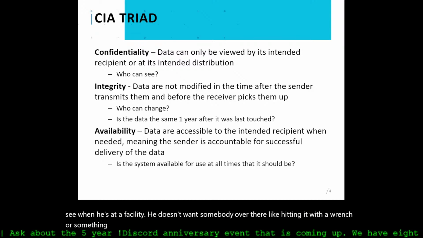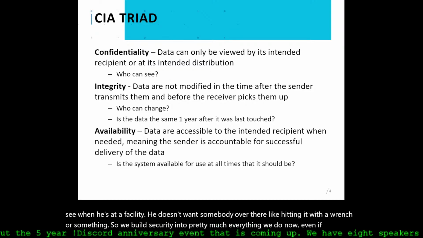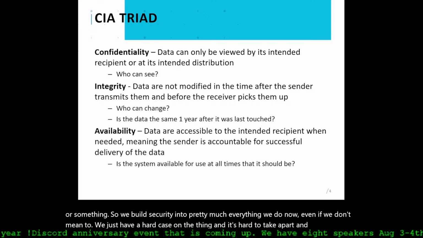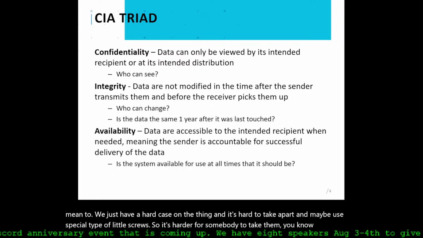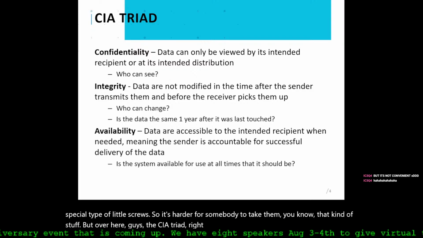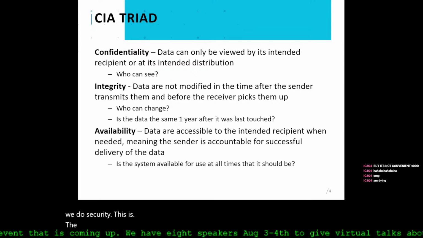We build security into pretty much everything we do, even if we don't mean to. We put a hard case on a thing that's hard to take apart, maybe use special little screws so it's harder for somebody to take them. But over here, the CIA triad: confidentiality, integrity, availability. This is how we do security. This is the basics. Everything branches from this.